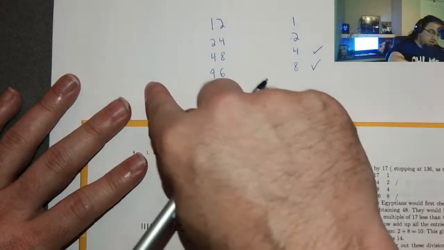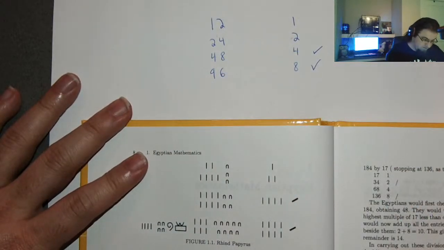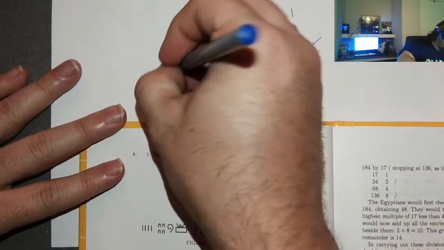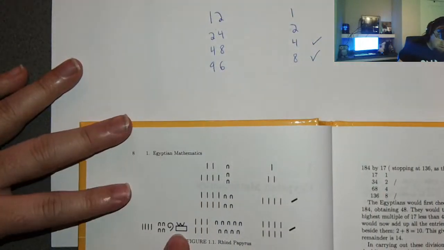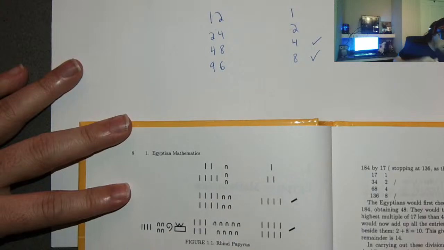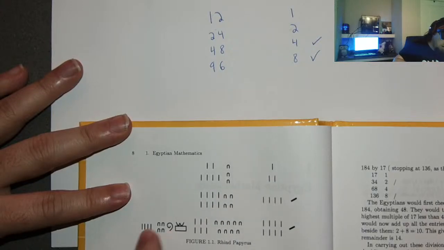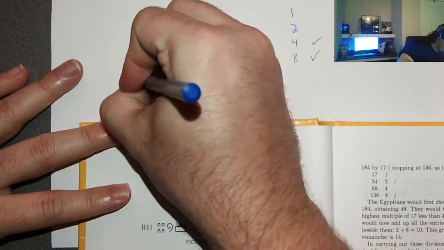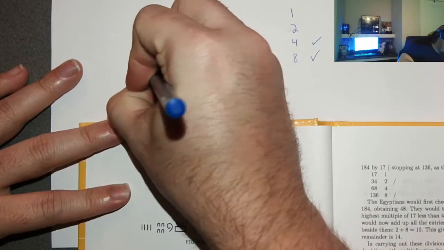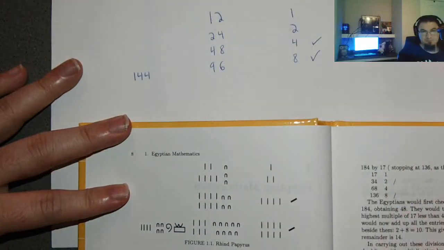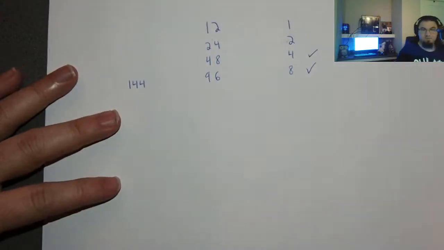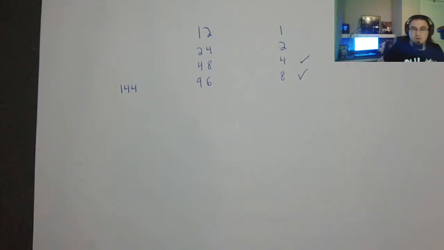And then out from this, what do I have here? I have this symbol, which I said is 100, and 4 10s and 4 1s. So this is 144. What is being done here? What is this computing?